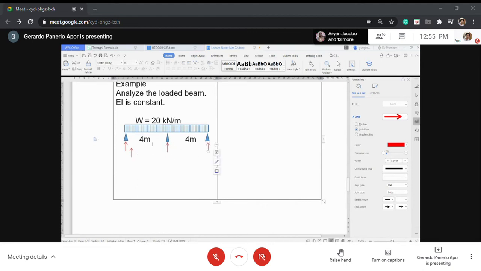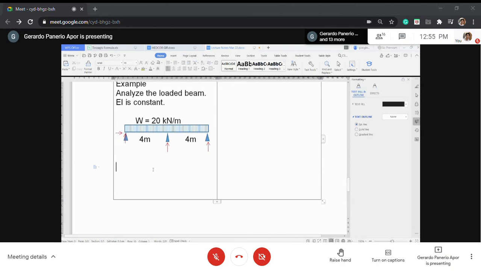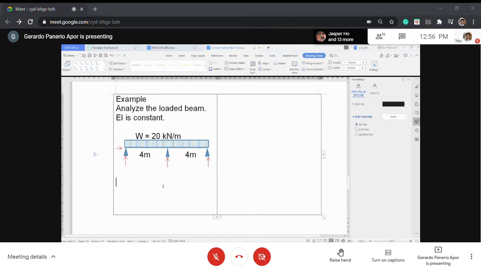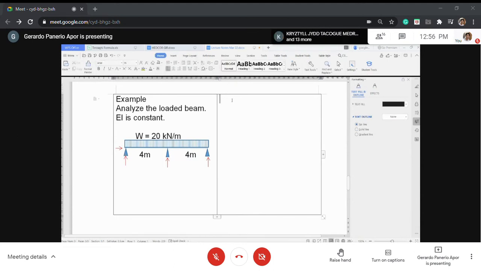Now, the reactions. So, there are four reactions altogether. Actually, four reactions. But, we can only use three equations of equilibrium. That means that this is indeterminate of the first degree. So, number of unknowns, you have 4. Okay. Equations available.